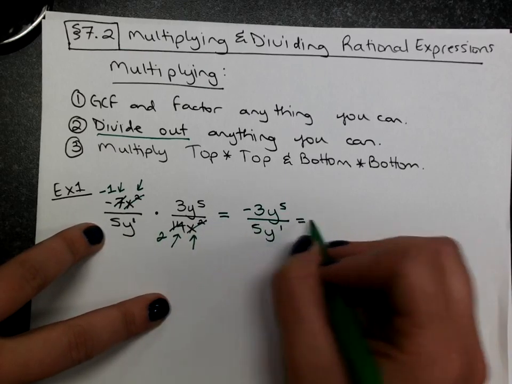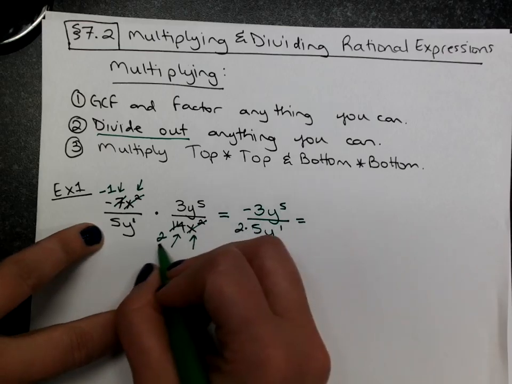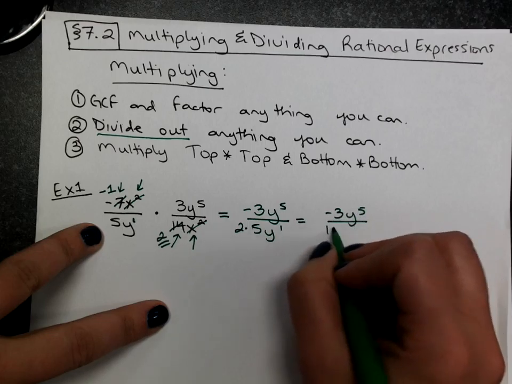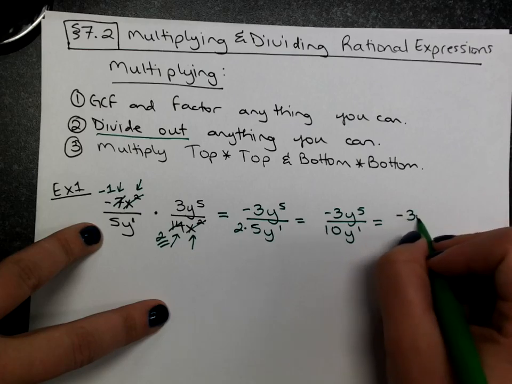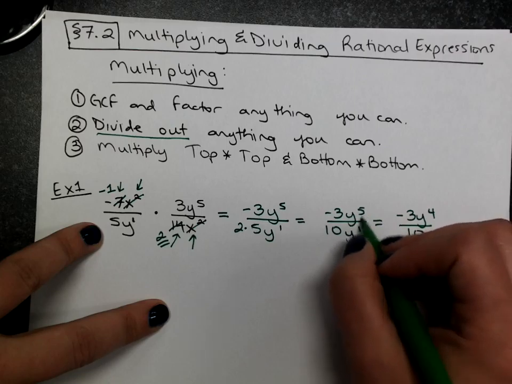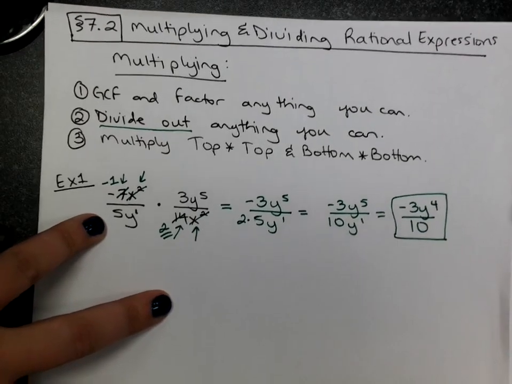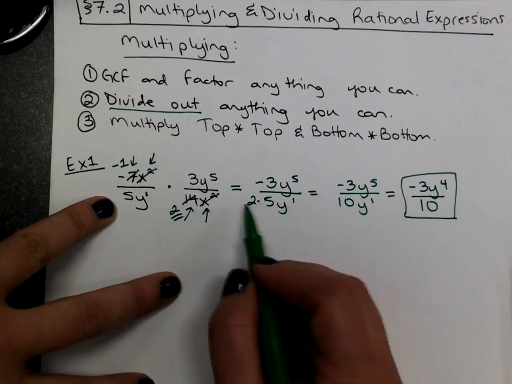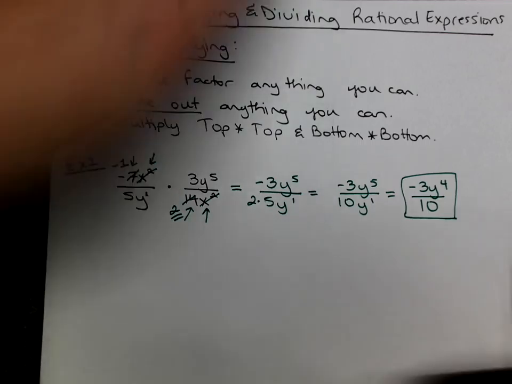Then we can use the quotient rule. 2 times 5, I missed that 2. So it's going to be negative 3y to the 5th over 10y to the 1st. Now you can use the quotient rule and you'll have negative 3y to the 4th over 10. It's the y to the 5th and y to the 1st. One of them divides off. So be careful. You'll notice I missed a reduction, so just be careful when you're working them out. Alright, let's try another one.